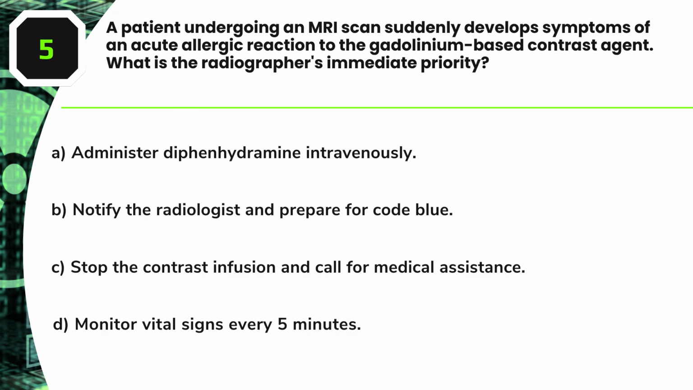Question 5. A patient undergoing an MRI scan suddenly develops symptoms of an acute allergic reaction to the gadolinium-based contrast agent. What is the radiographer's immediate priority? A. Administer diphenhydramine intravenously. B. Notify the radiologist and prepare for code blue. C. Stop the contrast infusion and call for medical assistance. D. Monitor vital signs every 5 minutes.